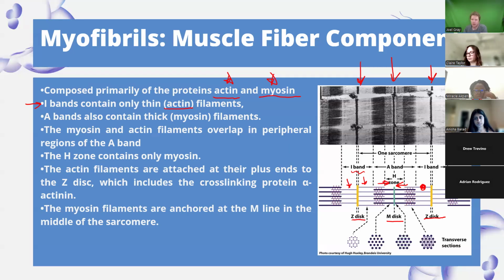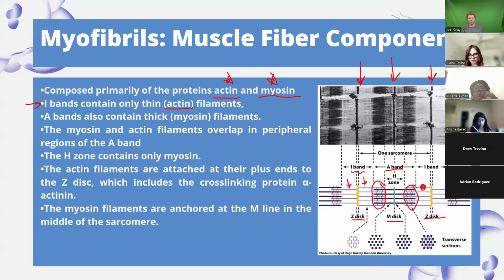Because if you look at the A band region, the A band comprises the H zone, which is just myosin, but it also contains this overlapping region right here. That overlapping region is where we have both actin and myosin interacting with one another.